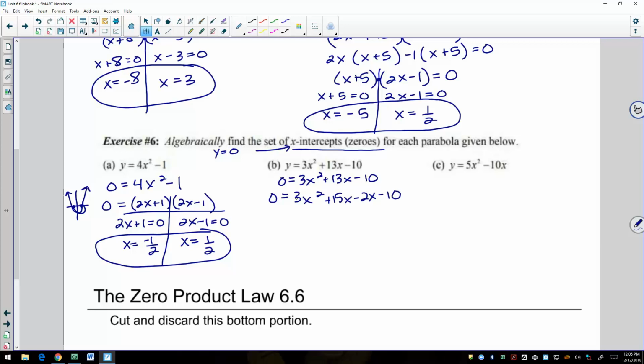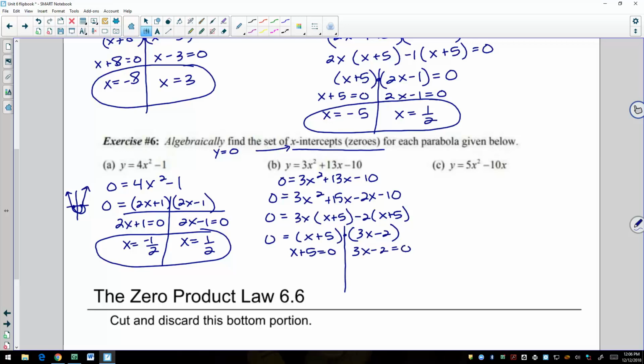So now if I group them, for the first two, if I pull out a 3x, I'm left with x plus 5. The second group, if I pull out a -2, I'm left with x plus 5. So one of my factors is x plus 5. The other factor would be 3x minus 2. I draw my t-chart where the multiplication is happening, and I set both of my factors equal to 0. So we get x equals -5 and x equals 2/3. Last one, plug in 0 for y.